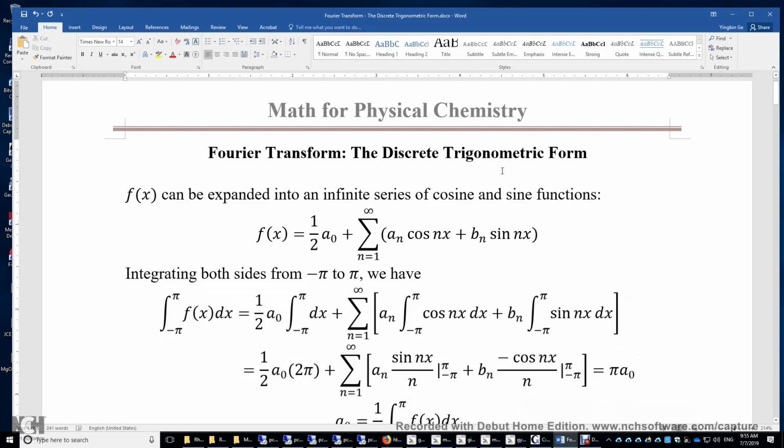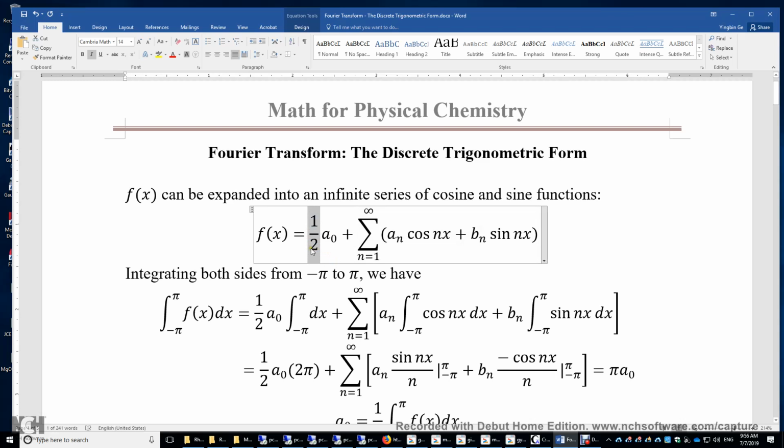In this video, I will derive the discrete trigonometric expression of the Fourier transform. A function f of x can be expanded into an infinite series of cosine and sine functions like this. a sub n is the coefficient of the cosine functions, b sub n is the coefficient of the sine functions, n is from 1 to infinity, n is an integer, and in front of this series we have 1/2 times a naught. There's a reason for this 1/2.